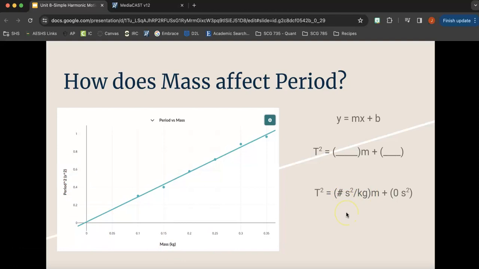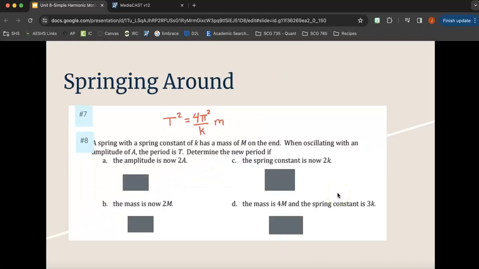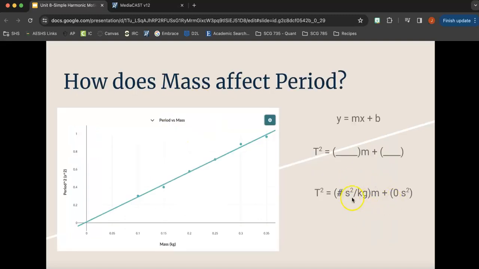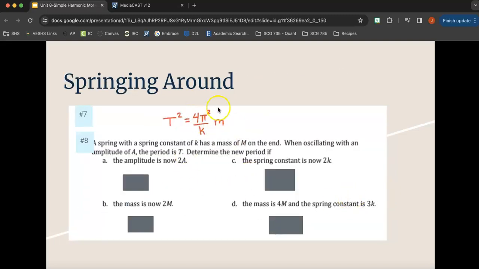And we actually tell you what the slope theoretically should be. So what should this actually be? It should be 4 pi squared over k. In number 5, I think it was, we gave you the theoretical value of the slope. And again, this is just plugging in that theoretical value of our slope.